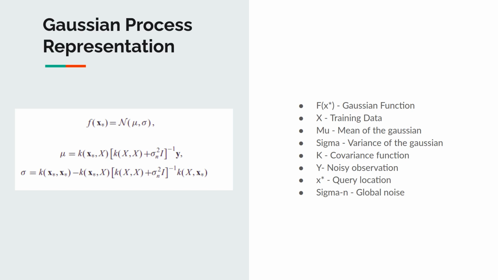Let's also look into how Gaussian processes are represented. Here, f of x is the Gaussian function that the map is going to be represented as. X is the input training data, which is basically the occupancy points. Mu and sigma are the mean and standard deviation of the occupancy process map. K is the covariance evaluated at all pairings of the input data. Y is the noisy observation of the sensor. X star is the location where we want to know the state of, and sigma n is the noise of the overall map.